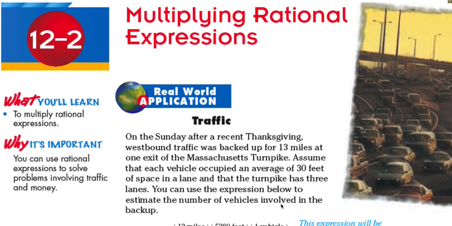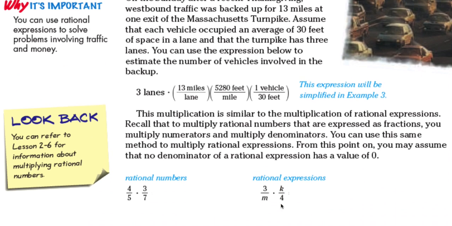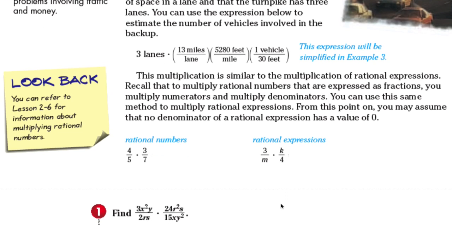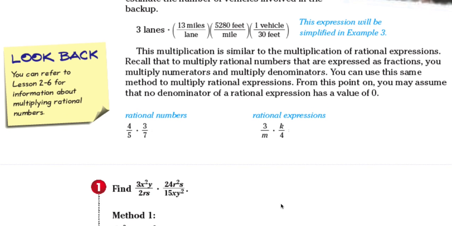So in 12-1, we look for excluded values. But from this lesson onward, we will assume that no denominator or rational expression has a value of 0. Therefore, we do not need to look for the excluded values from problems starting at this point all the way to the end of the book.